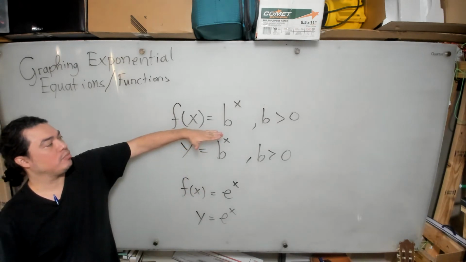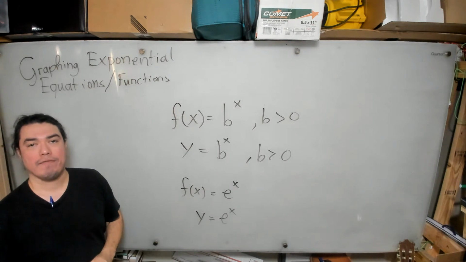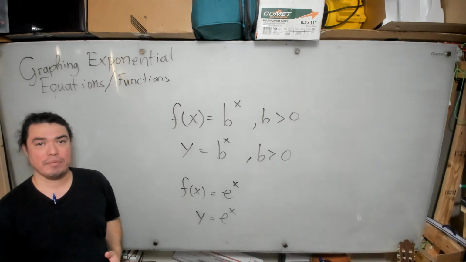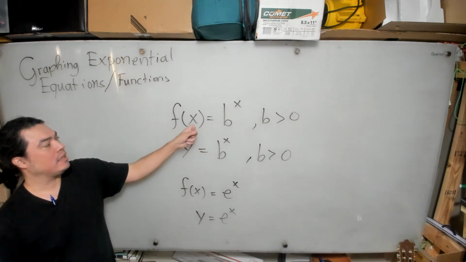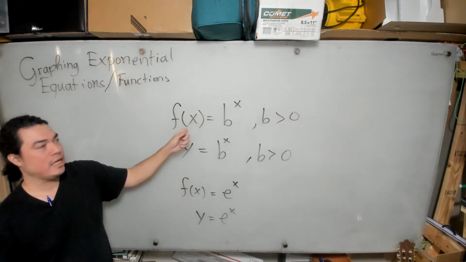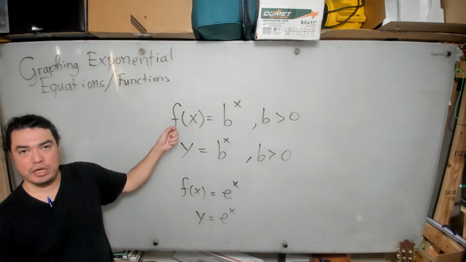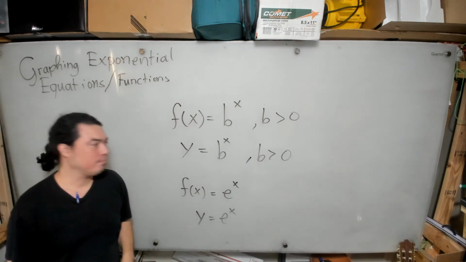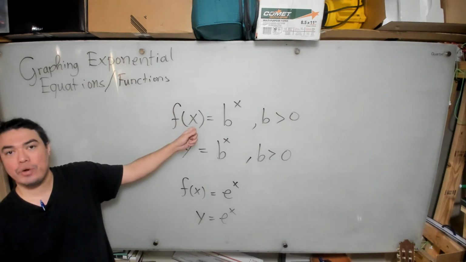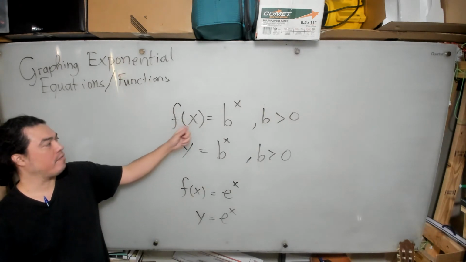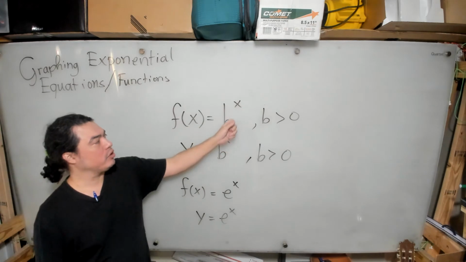Whereas in the function perspective, I might be, for example, thinking of the number of bacteria in a petri dish at a given time. My time might be given as the input x, and f might output the number of bacteria at that time. So how many bacteria do I have at time 10? Well, I'll calculate f of 10. It will equal b to the 10th power.